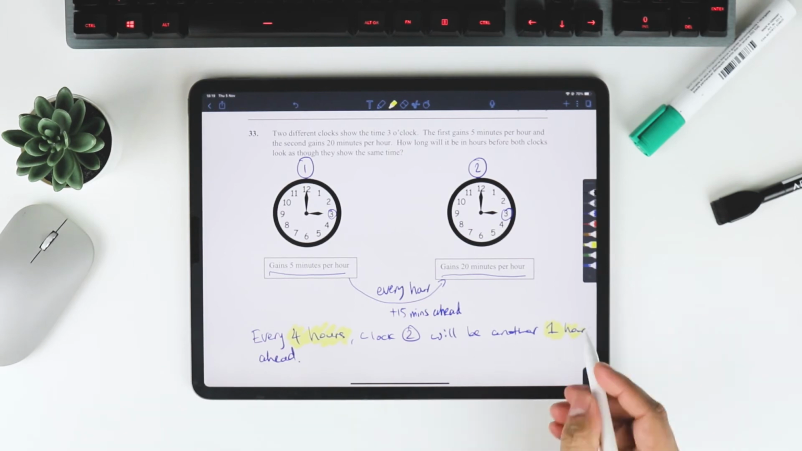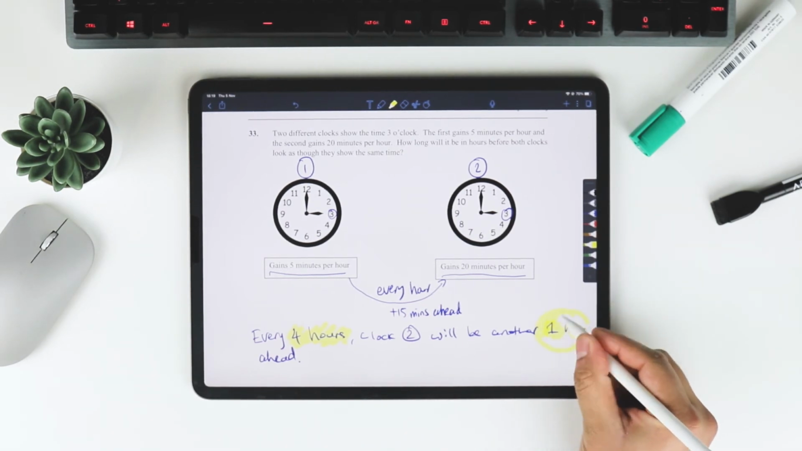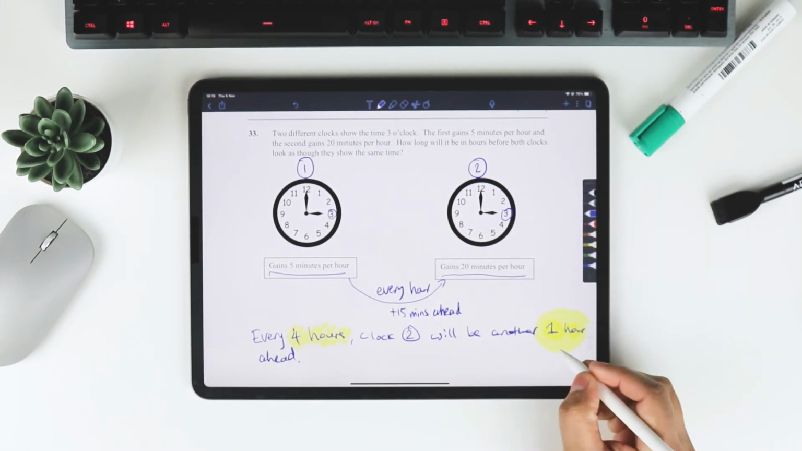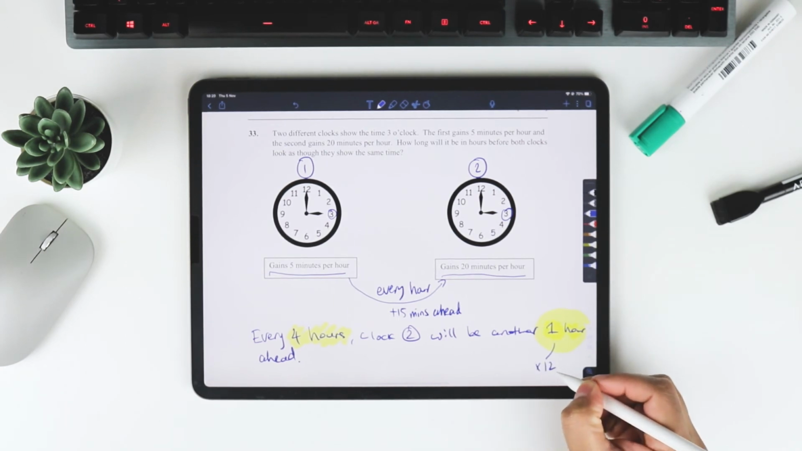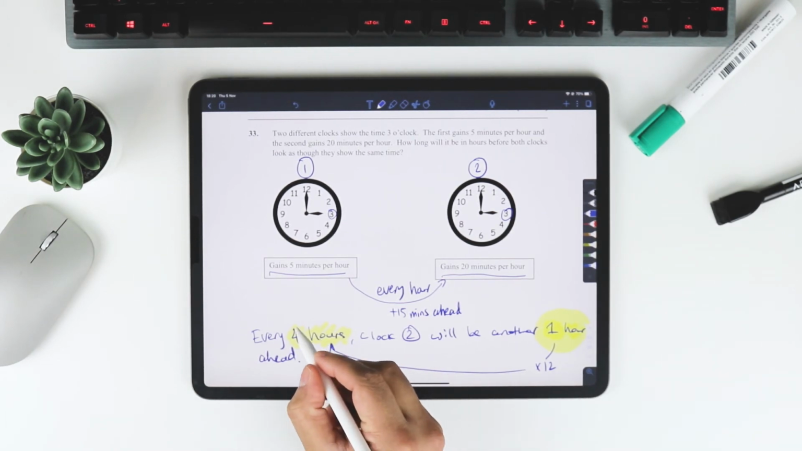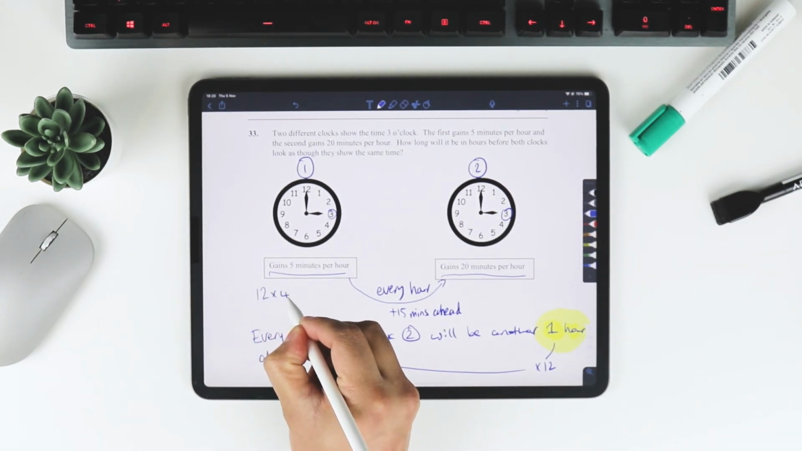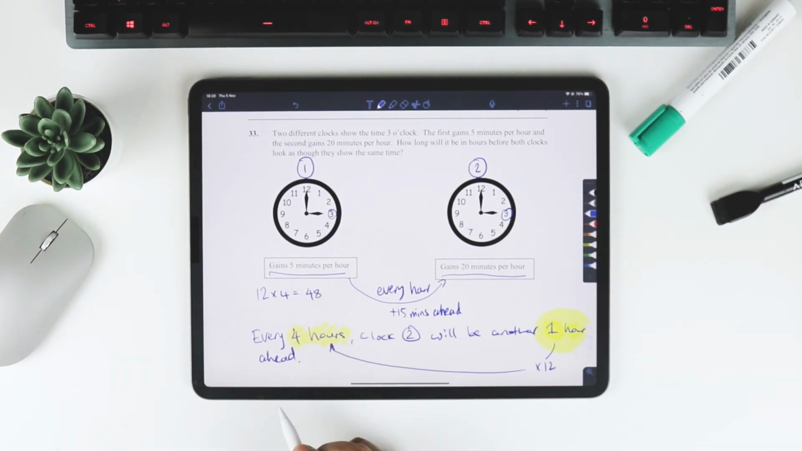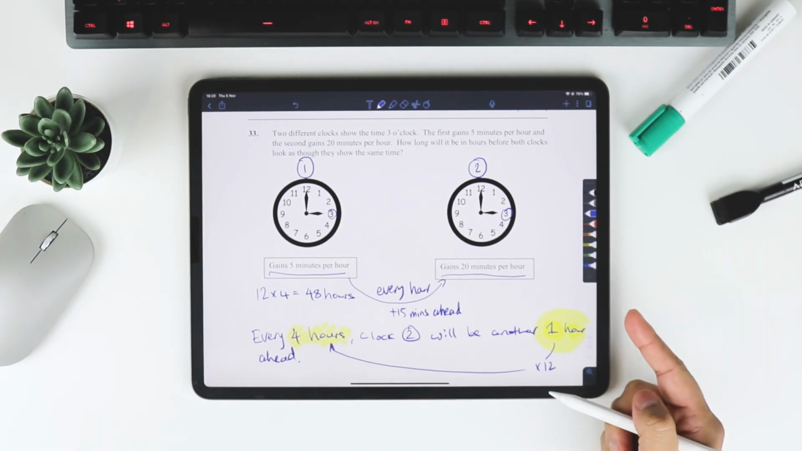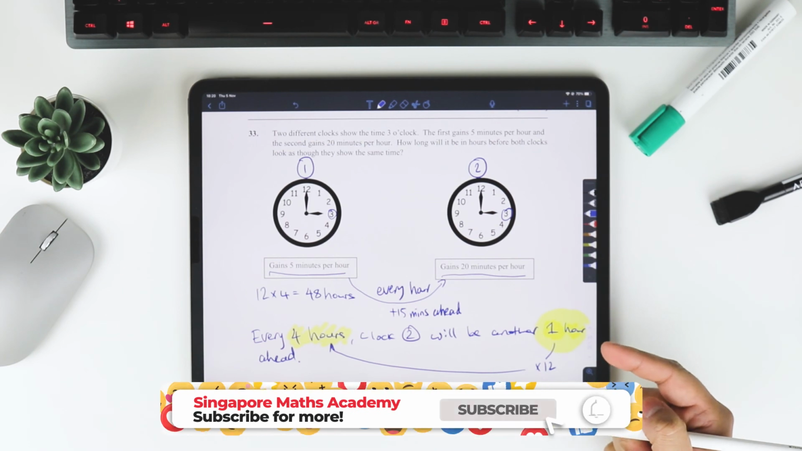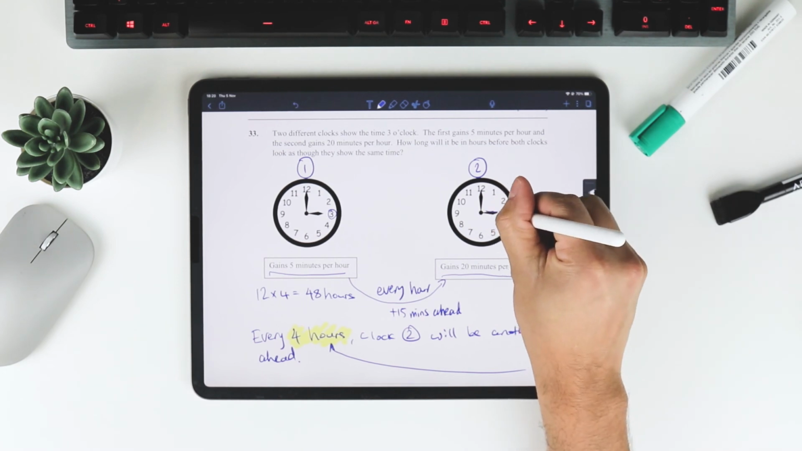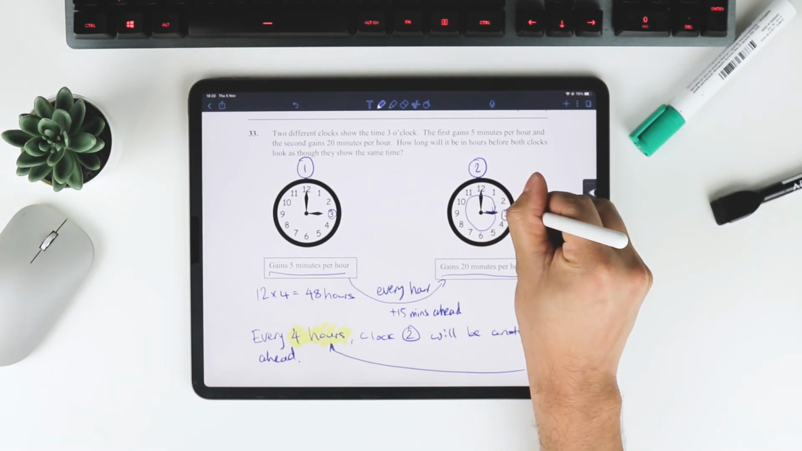And so in order for us to get this as 12 hours ahead rather than just 1 hour, we need to multiply this by 12. And so 12 times 4 equals 48 hours. So in 48 hours time, they'll have the same time on the clock, which will be 3 o'clock again, right? So if it's 3 o'clock now, 12 hours time, it'll be 3 o'clock again.